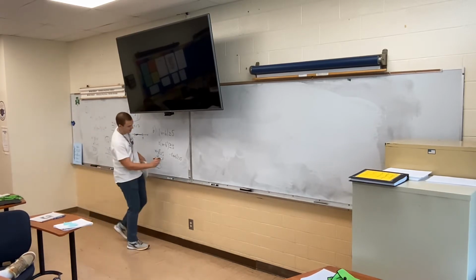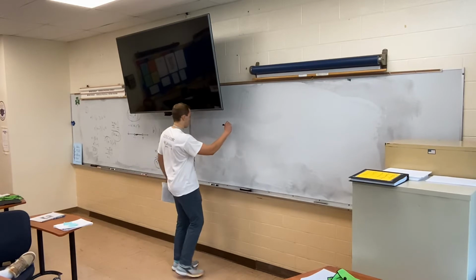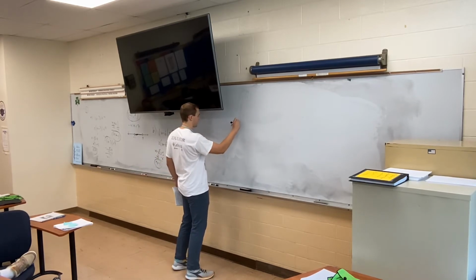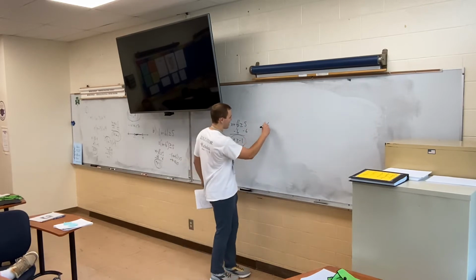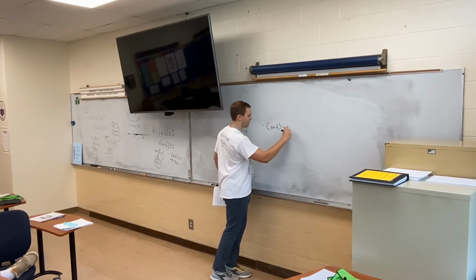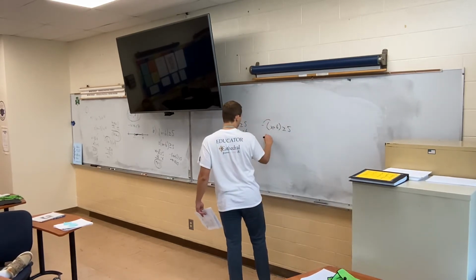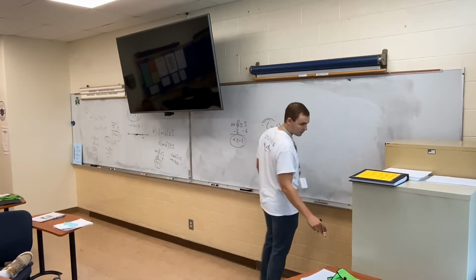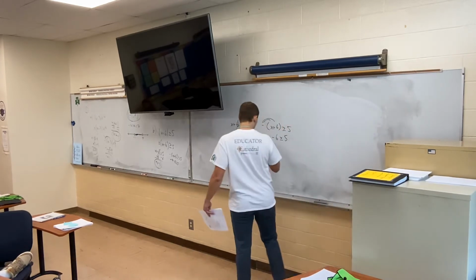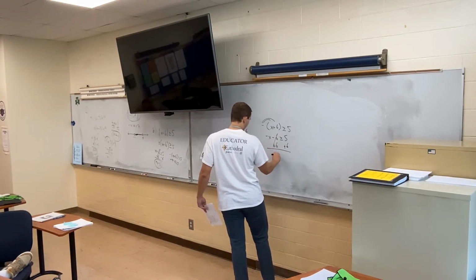Okay, this one on the right, negative x plus 6 is greater than or equal to 5. Distribute the negative, I get negative x minus 6 is greater than or equal to 5. Add 6 to both sides. Negative x is greater than or equal to 11.